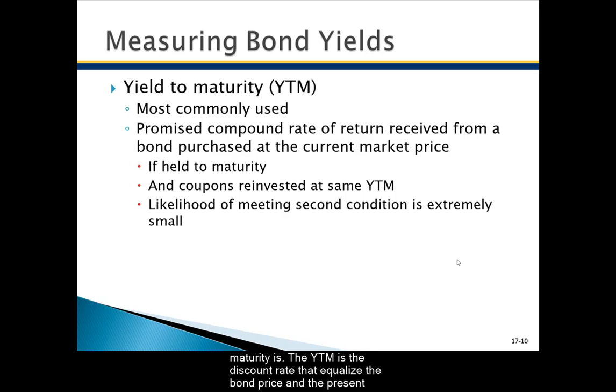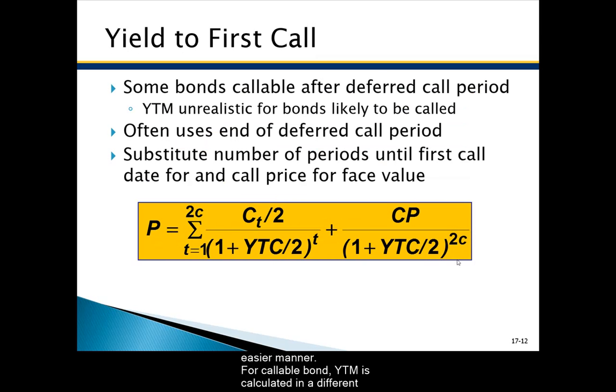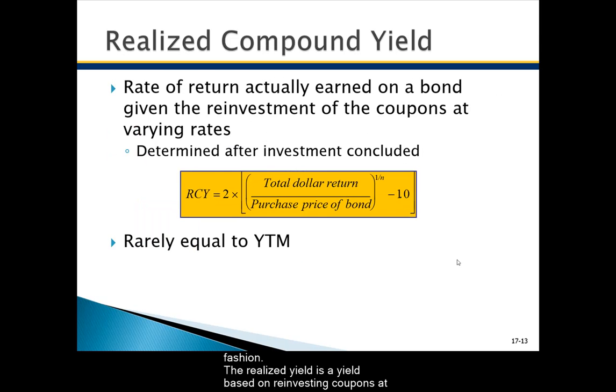The yield to maturity, or YTM, is the discount rate that equalizes the bond price and the present values of both coupons and the principal payments in a bond. These slides show the mathematical process of solving yield to maturity. You may use a financial calculator to find the yield to maturity in a much easier manner. For a callable bond, yield to maturity is calculated in a different fashion. The realized yield is a yield based on reinvesting coupons at various rates. Note that yield to maturity assumes coupons are reinvested at the rate of yield to maturity.